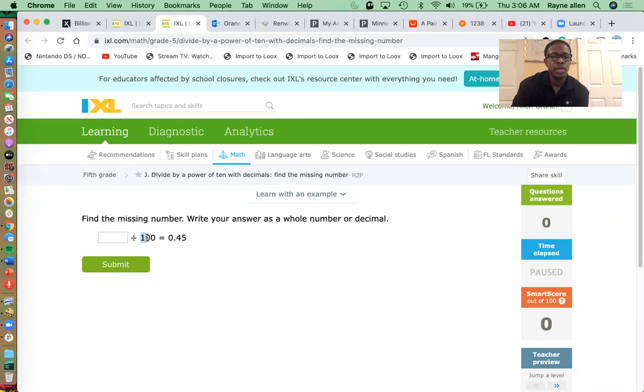So we're dividing by a multiple of 10, actually 100. So we know we're going to move the decimal 2 times. Now it says divide, so we know that we move the decimal 2 times to the left. When you're dividing, you're moving the decimal to the left. So if we go back 2 to the right, we can say that it probably started here and then we moved 1, 2 to the left to get 0.45. So our answer should be 45.